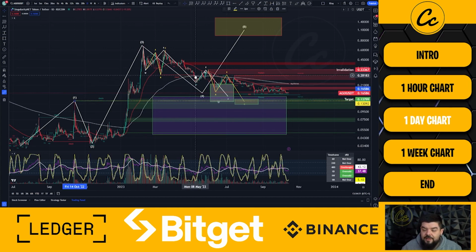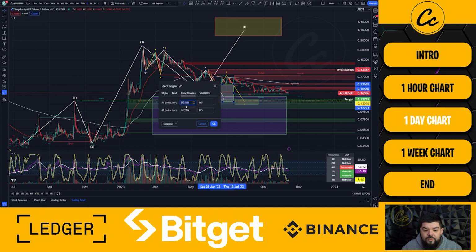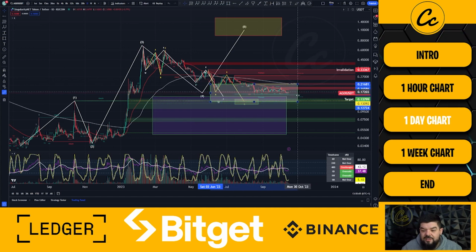We have not technically broken the structure. We are not impulsive to the downside. It is purely corrective in this W, X, Y, X and Z structure, where we are targeting a move to 21.681 cent to 12.724 cent, where we can see over here we have now found a bit of consolidation within this area.